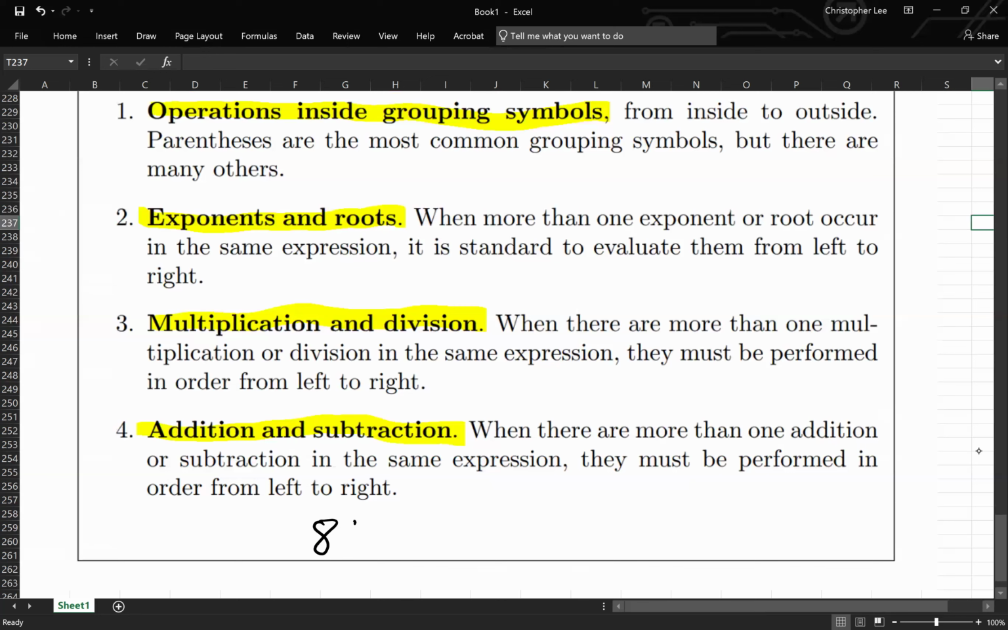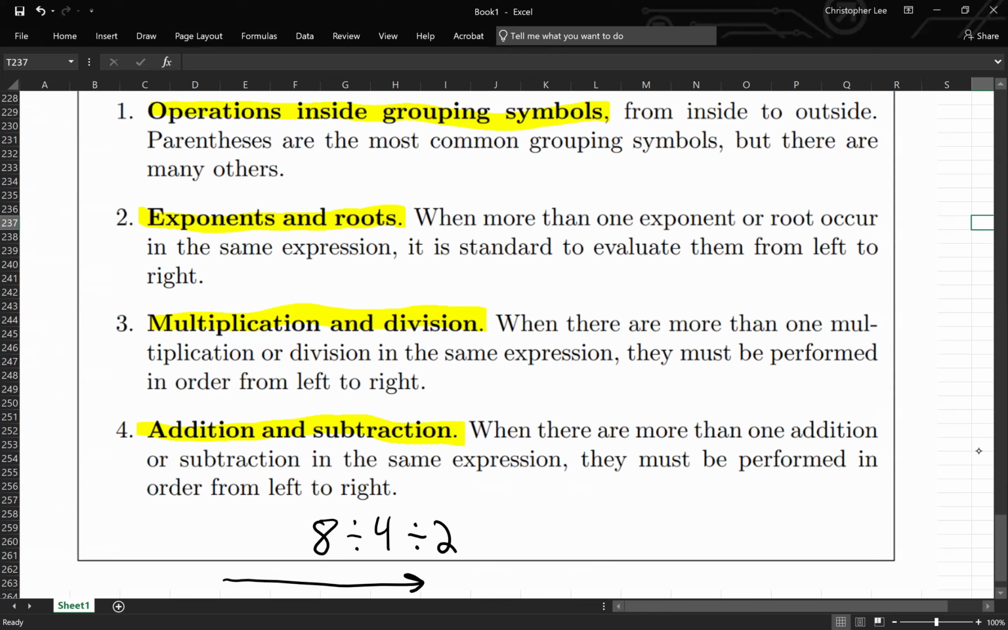All right, so look, 8 divided by 4 divided by 2. Do I have any parentheses or any grouping symbols in this question? No. Any exponents or roots? No. Multiplication, division? Yes, I have two divisions right here. So how am I going to do it? I'm going to do it from left to right, the same way that I read a book. So just go straight across.